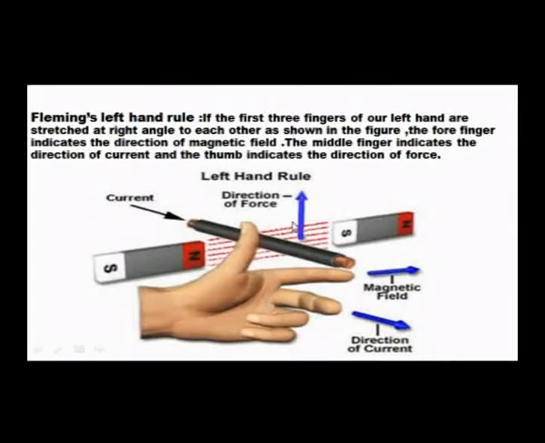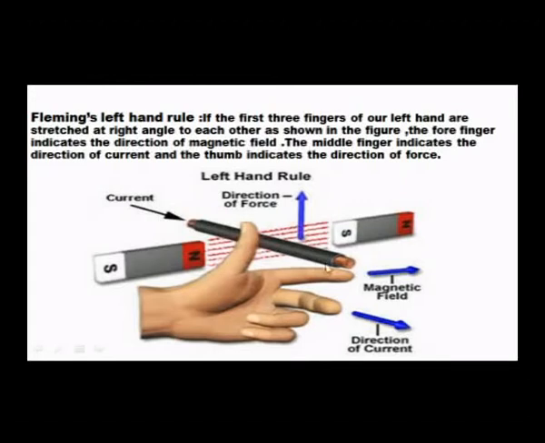If the first three fingers of our left hand are stretched at right angles to each other, as you can observe in the figure, all three fingers are at right angles to each other, then the forefinger indicates the direction of the magnetic field. This is the direction in which the magnetic field is acting, that is, in the direction of the forefinger.